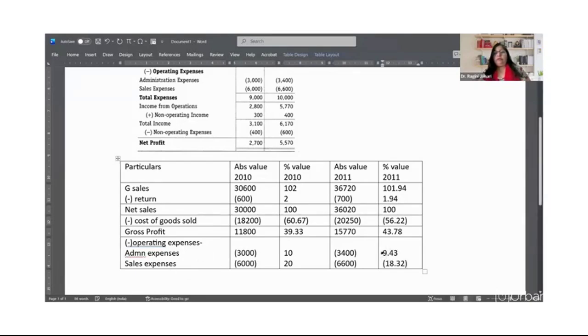We will be putting brackets because these numbers have to be deducted from the gross profit. Therefore, they need to be put in brackets. In accounting, whatever is to be subtracted has to be put within brackets.